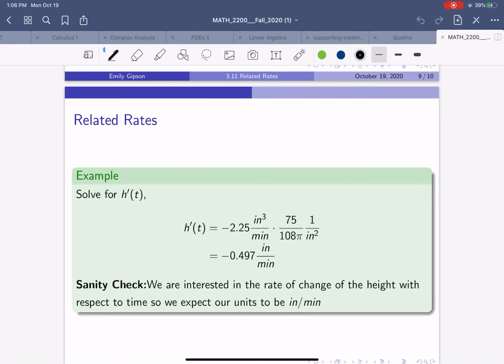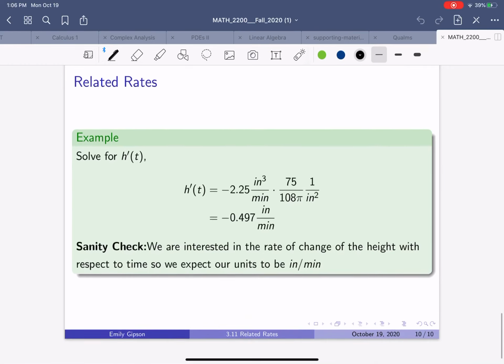And for our sanity check, we're interested in the rate of change of the height with respect to time. So we expect our units to be in inches per minute. And we know the height is decreasing as coffee drains out of our filter. So we know there ought to be a negative sign. So we've got a negative sign and we've got the proper units. Our answer is probably correct.